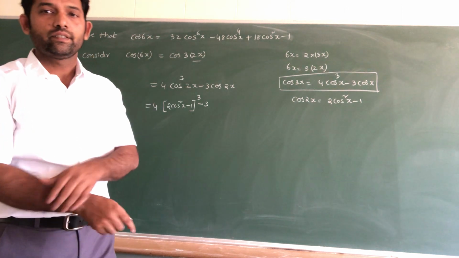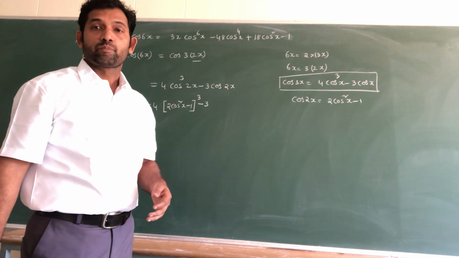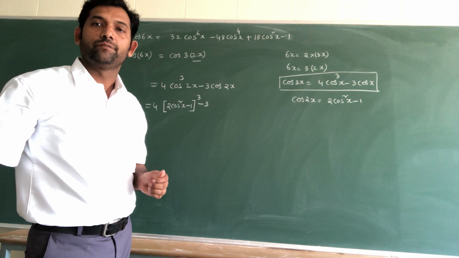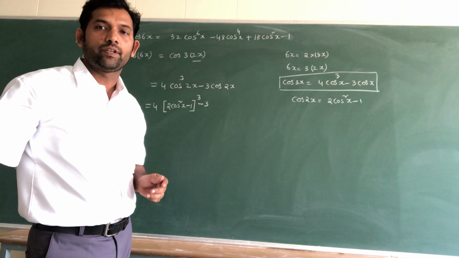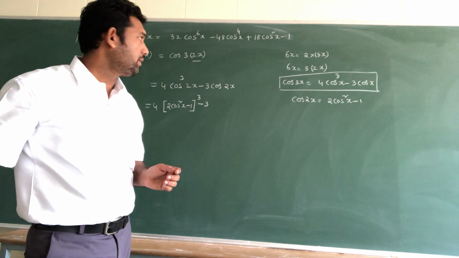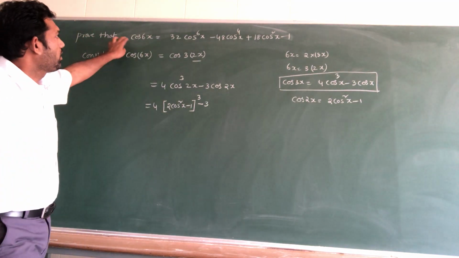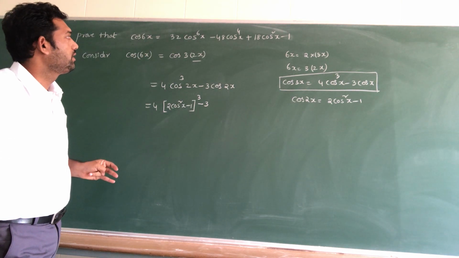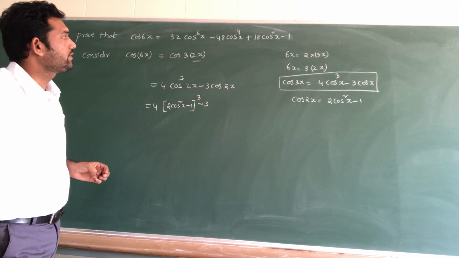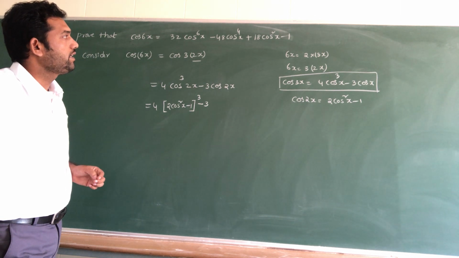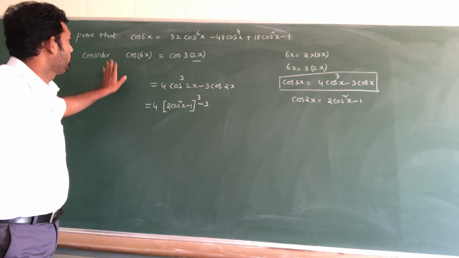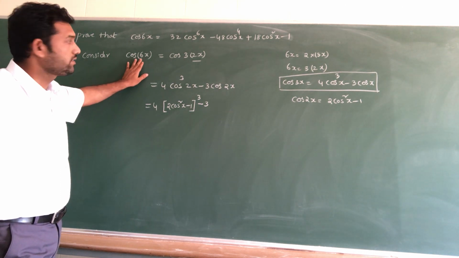So today's class is trigonometry exercise 3.3. In the last problem, prove that cos 6x is equal to 32 cos^6 x minus 48 cos^4 x plus 18 cos^2 x minus 1. So you consider cos 6x.